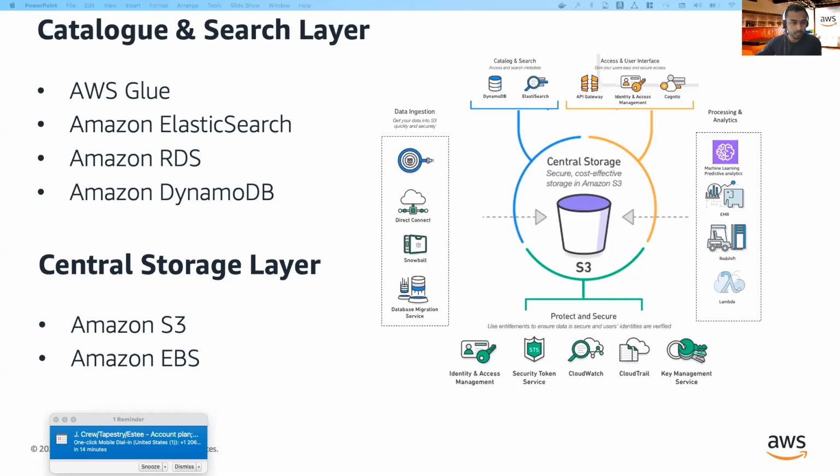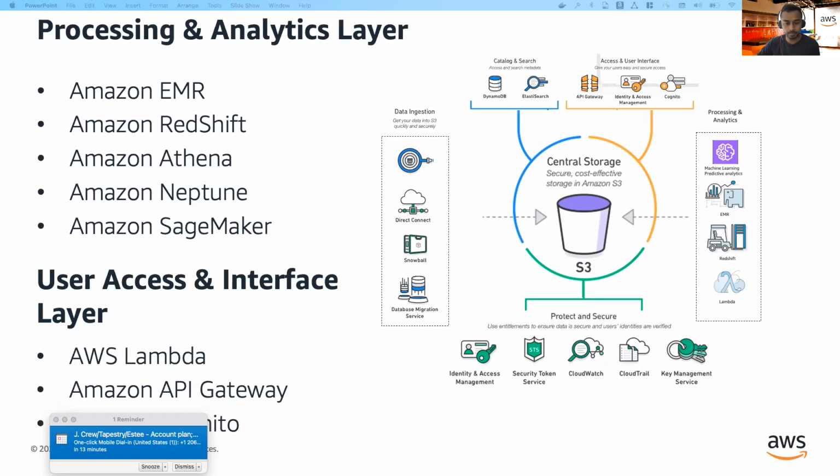Okay. And then finally, we have the central storage layer. As we have already discussed multiple times, S3 and EBS are the major ones. S3 again will be the data lake, and EBS is block storage. Think of it as, if you want to run a relational database on your EC2 instance, EBS will be the block storage which we will use in the backend. Okay. Any questions here?